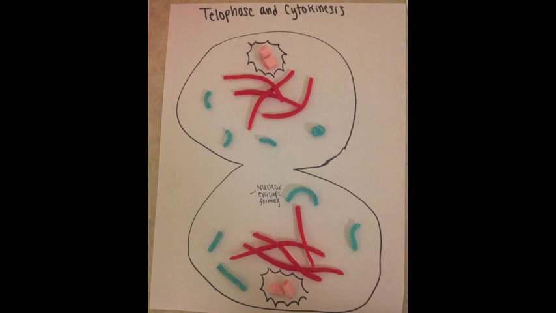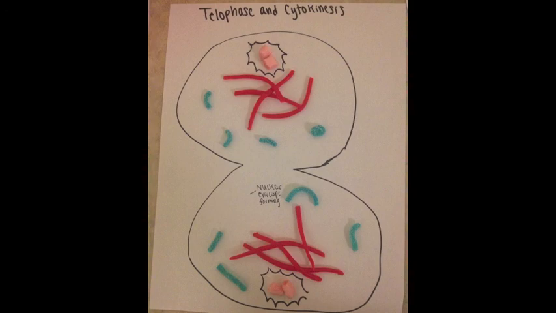Lastly, in telophase, the two daughter nuclei form in the cell, and the nuclear envelope reappears, while the chromosomes become less condensed. The division of one nucleus into two completely genetically identical nuclei has now been completed.